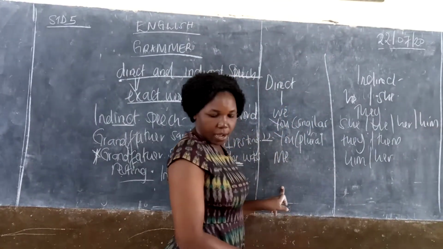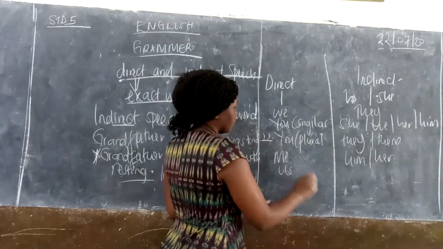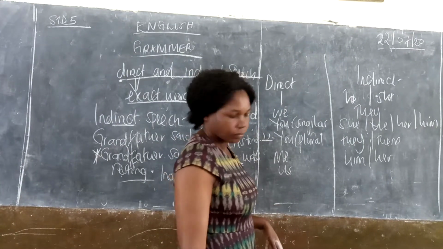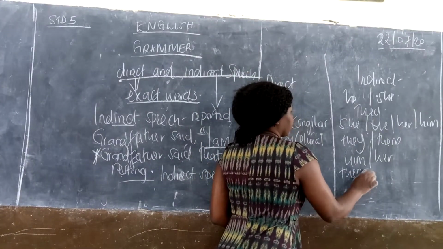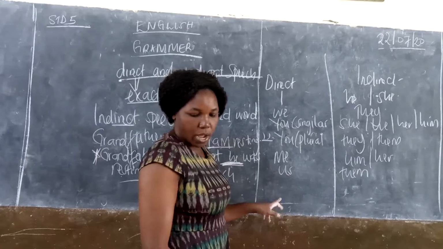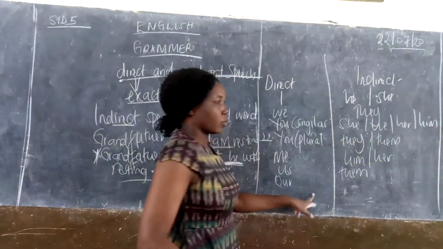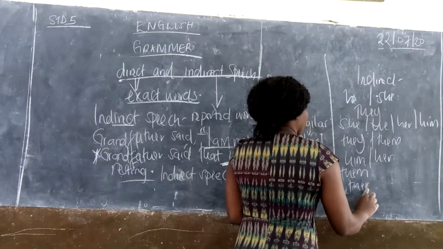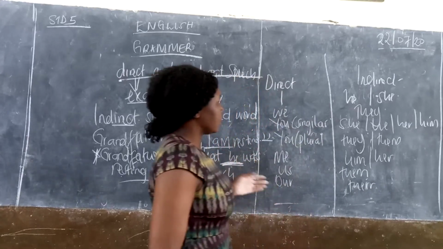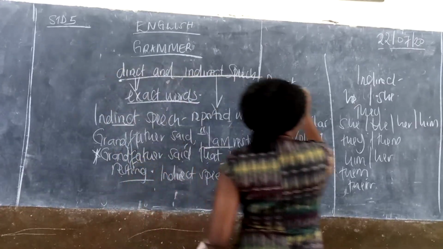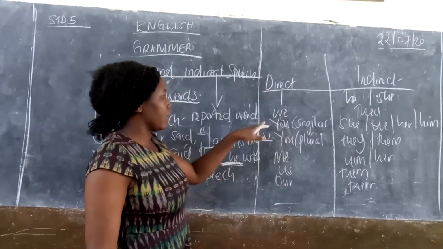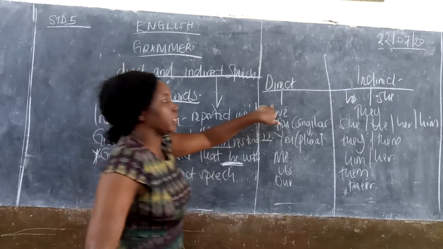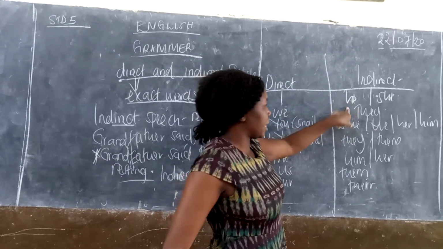We have us, which becomes them. Then we have our, which becomes their, etc. These are just examples of words when they are used in direct speech. The way they are used in direct speech will change when you are talking about indirect speech.